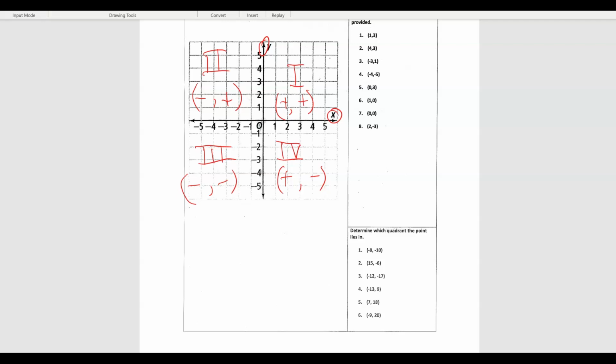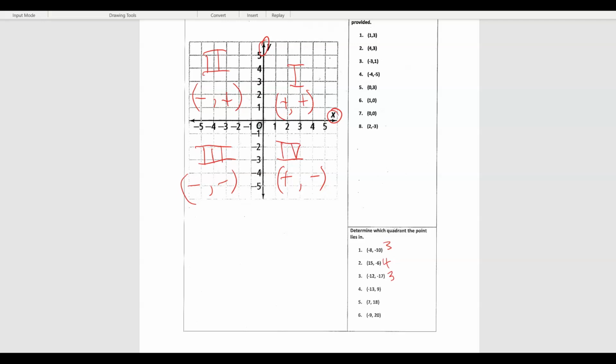The point -8, -10, what quadrant would that lie in? Well, both are negative, so that's going to be in quadrant 3. Number 2, 15, -6. What quadrant is that going to be in? We have a positive x, a negative y, so that's going to be in quadrant 4. Now we have -12, -17, two negatives again. That's quadrant 3.